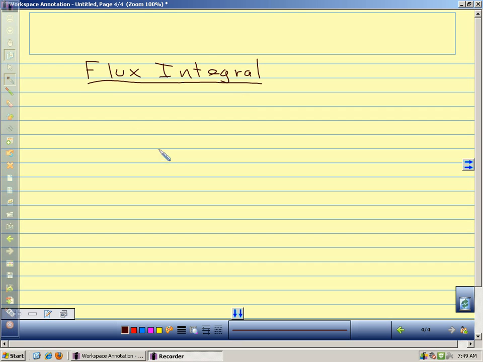So our flux integral is the integral over our surface of F dot n dS. And the other way that we refer to this is the flux of F across S. So this is our surface integral of a vector field. The surface integral of a vector field is the integral of the normal component of F over our surface.